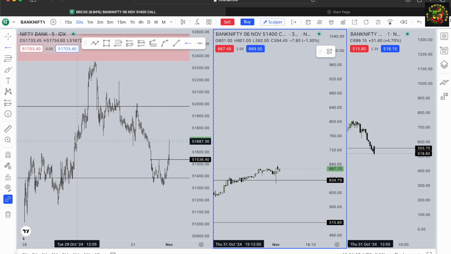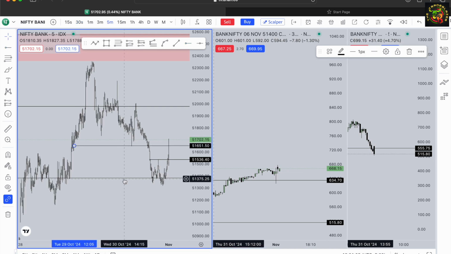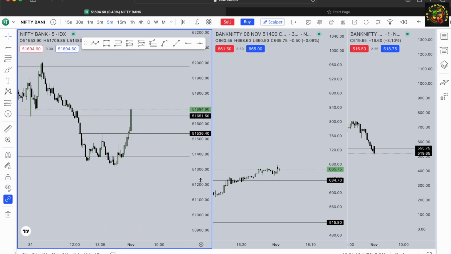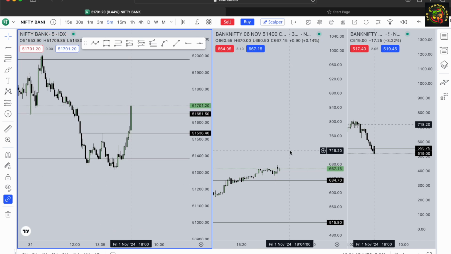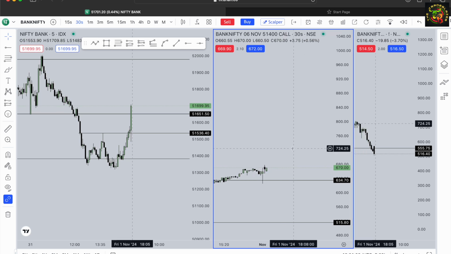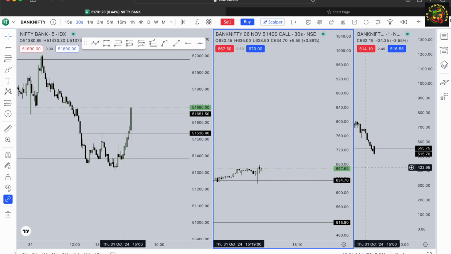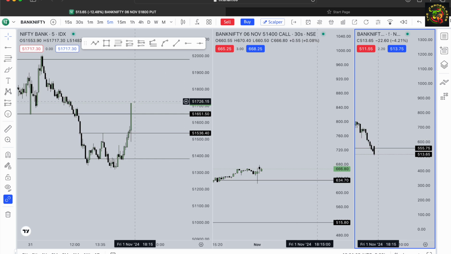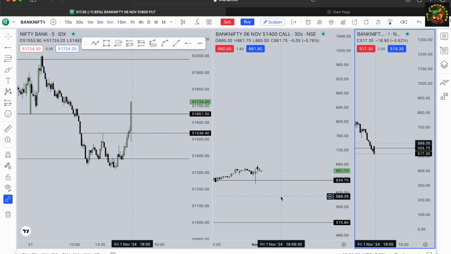Let me draw the mitigation block over here. So this would be the mitigation block that I have drawn, and price has entered into this, and there is a structure shift on both sides. Price right now, the opening was right in between these two zones, a very tough place to trade actually. But then we have to trade with whatever setup we have, right?